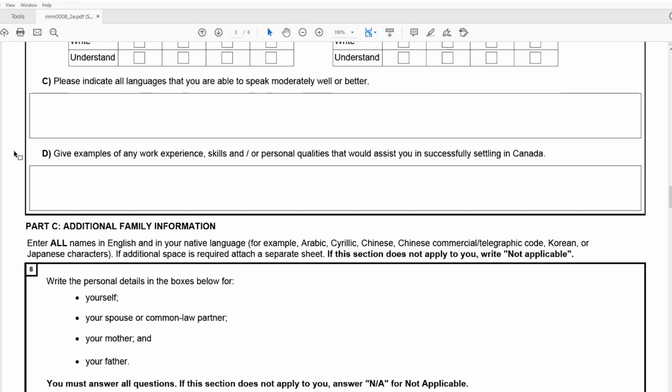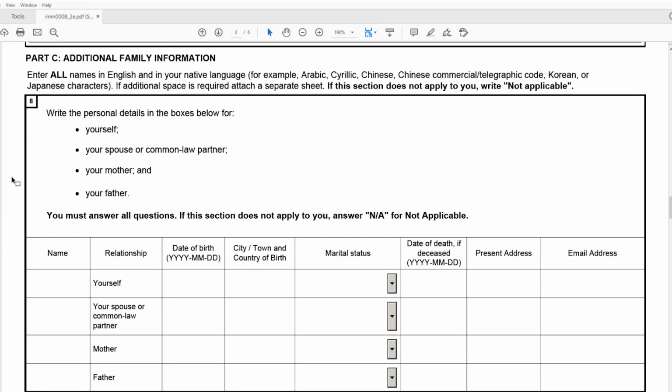So give examples of what your character is like, that you do whatever it takes to ensure that you can provide for your family. And you might be able to use your circumstances that you're in right now in the country of asylum as an example of how you provided for your family and how you persevered and didn't give up. Now, part C, this is where the additional family information is to be inserted.